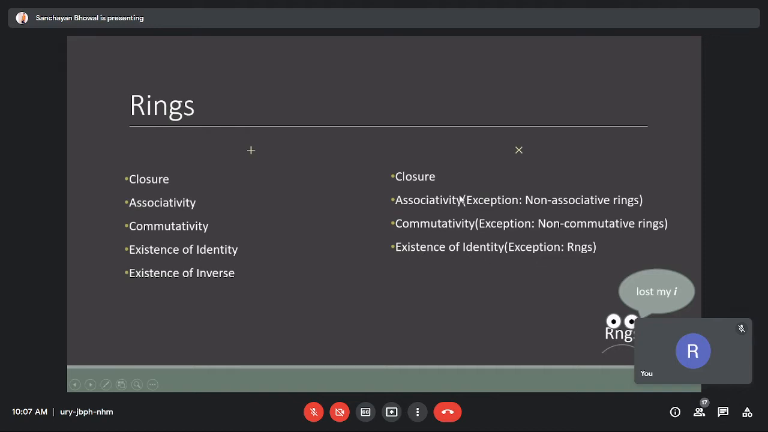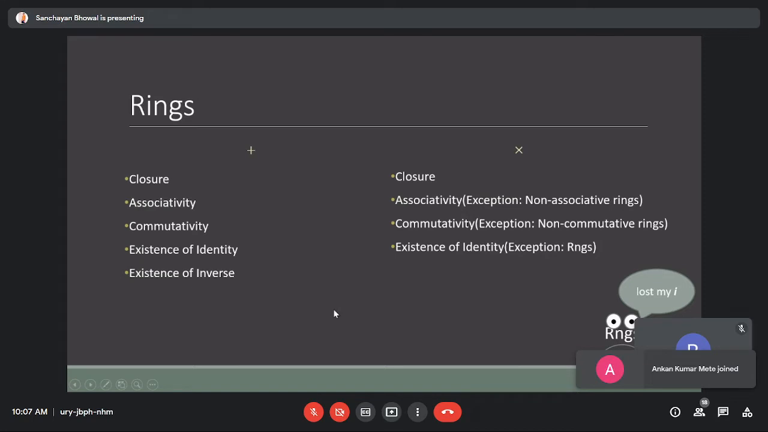Now note that you need to take these last three with a grain of salt because there are some exceptions, like non-associative rings, non-commutative rings, and rings without identity. And mathematicians are very bad at giving names, so they just omitted the I here, and this is also known as rings only. We are not bothered about these three. Our whole lecture will be discussing commutative rings.